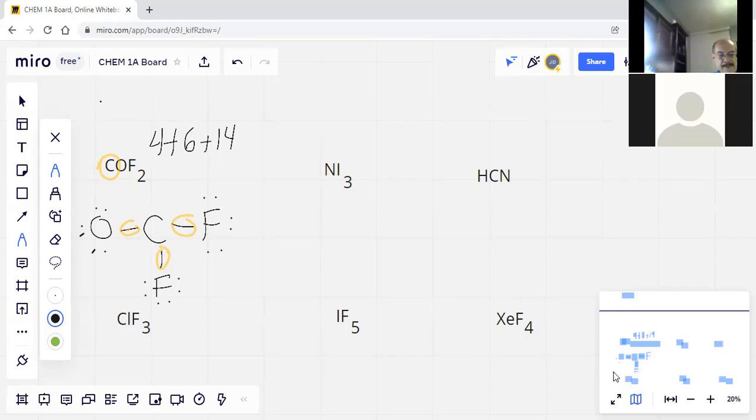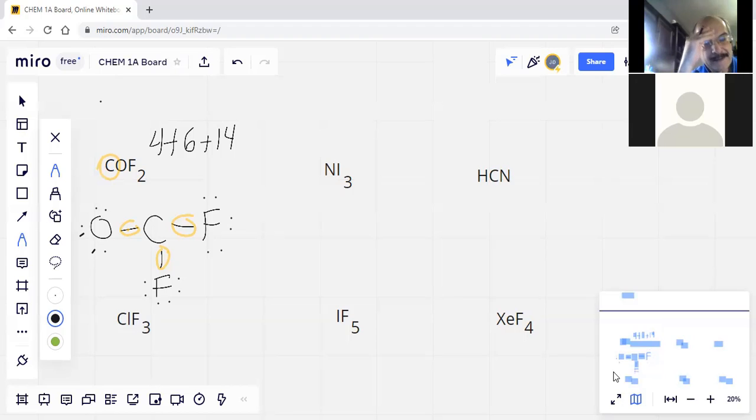2, 2, and 2. Okay, so that completes our 24 electrons. That's 8, 8, and 8. That's 24. But the carbon is missing something. Now the question is, where do we borrow electrons from?